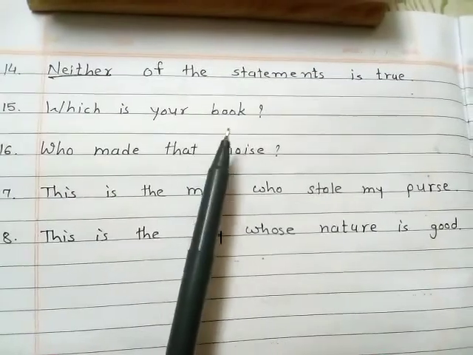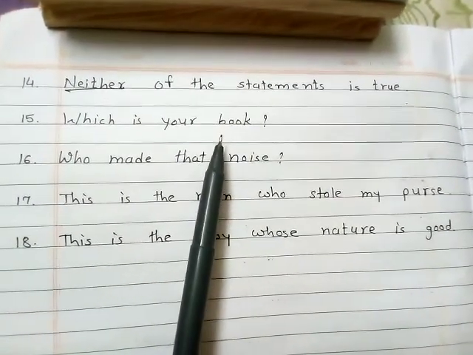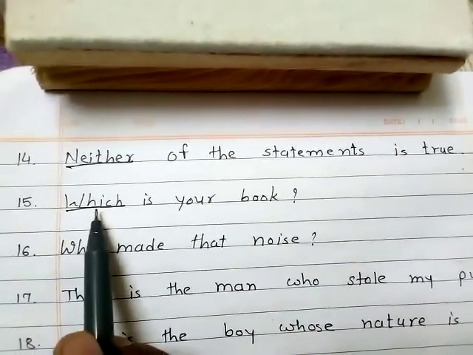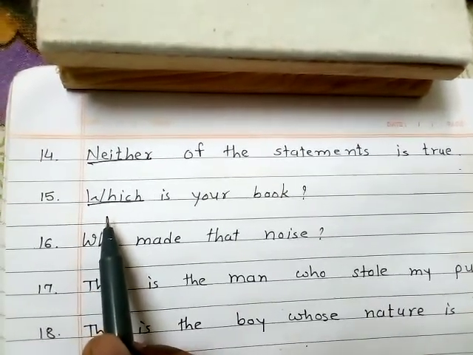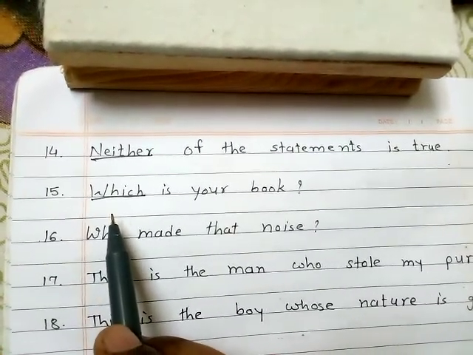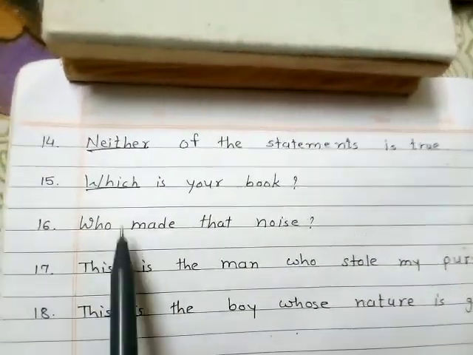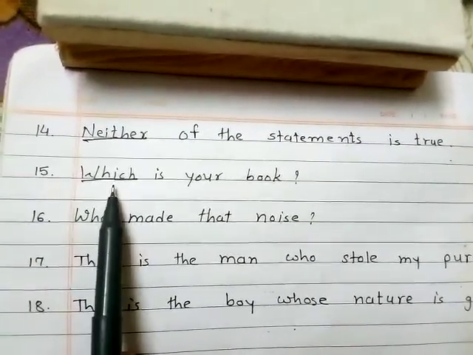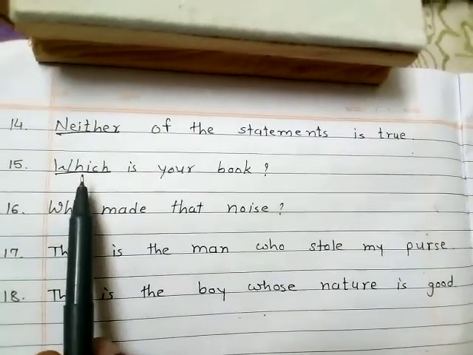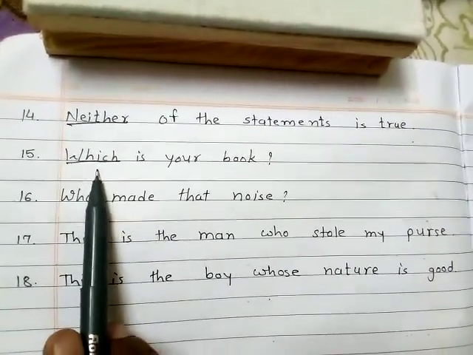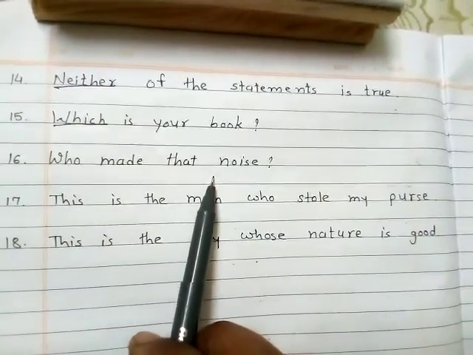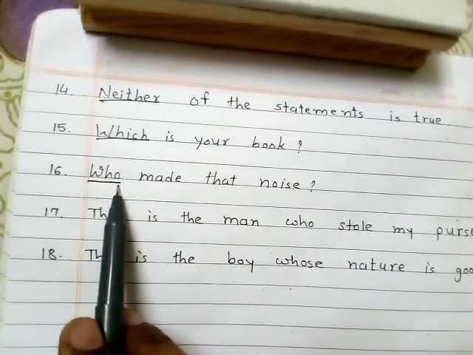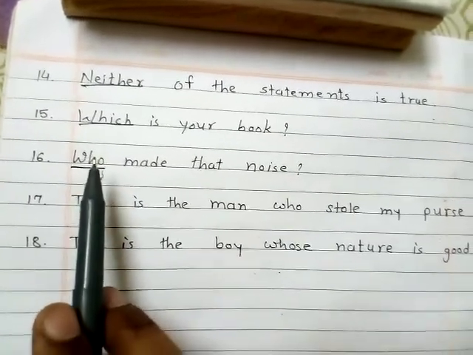Okay. Which is your book? Here which is the pronoun? Which. Right? It is the interrogative pronoun. Which is the interrogative pronoun. And it is used for asking a question, that which is your book. It is an interrogative pronoun and it is used to ask a question. Who made that noise? Here which is the pronoun? Who. It is also an interrogative pronoun and it is used for asking a question.